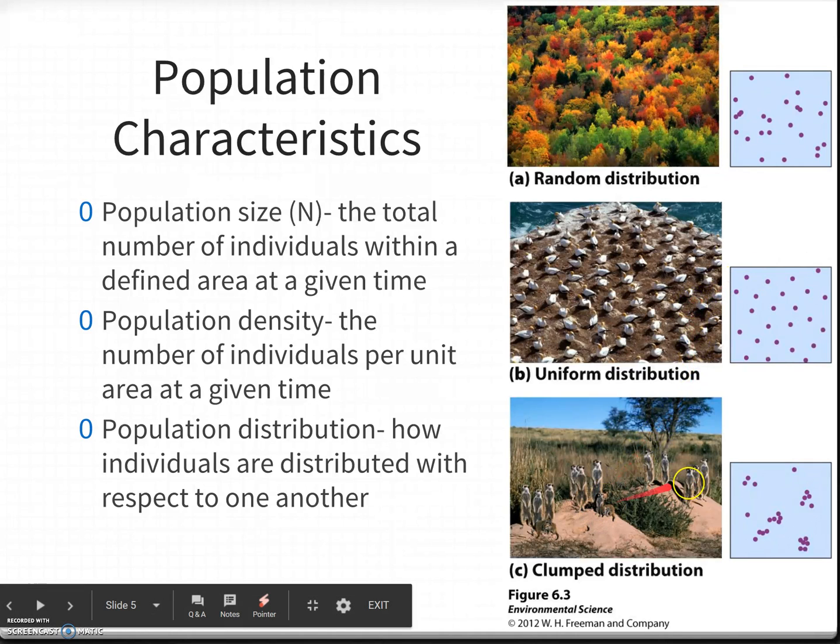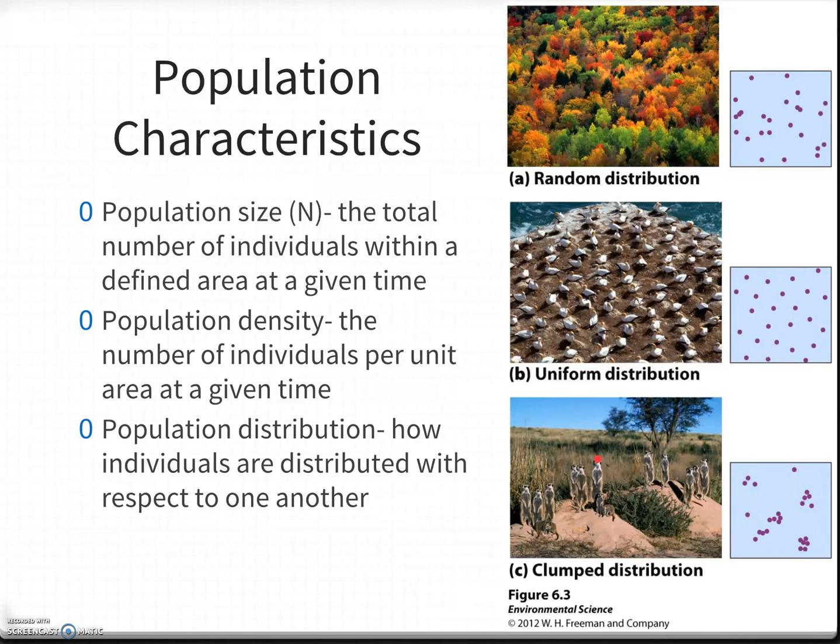And then there's clump distribution. We can see these meerkats hanging out here in a clump and another clump and another clump. Many pairs of eyes are better than one at detecting predators, and it provides extra protection. Other examples of clump distribution are things like fish that are schooling, birds that are flocking, mammals that are herding.